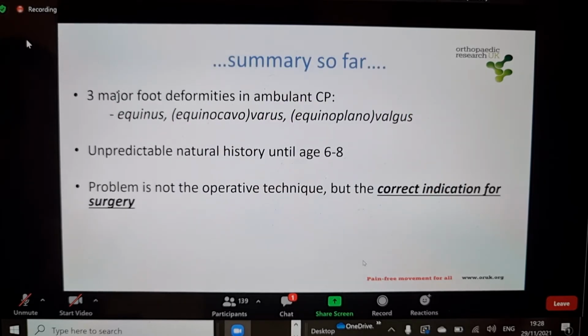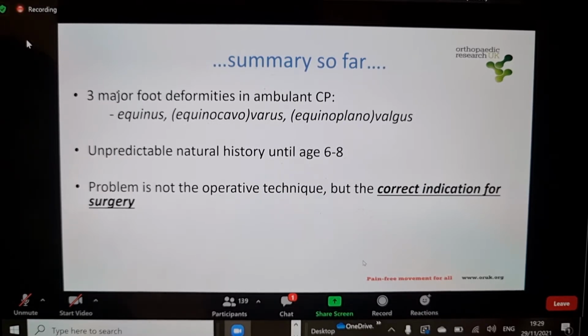So just to summarize the foot deformities so far, because that's all I've got to say about those. There are three major deformities, and they all vary in their natural history and their complexity. They're all rather unpredictable until the age of about 6 to 8. And we as surgeons, our problem is not the operative techniques for dealing with those. We have good operative techniques. The problem for us is knowing which are the right patients to operate on.